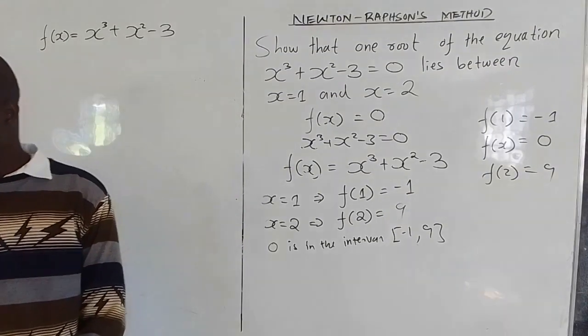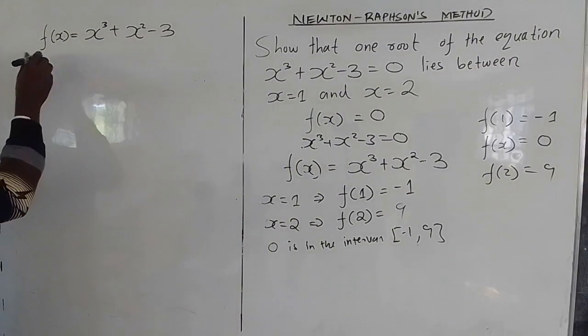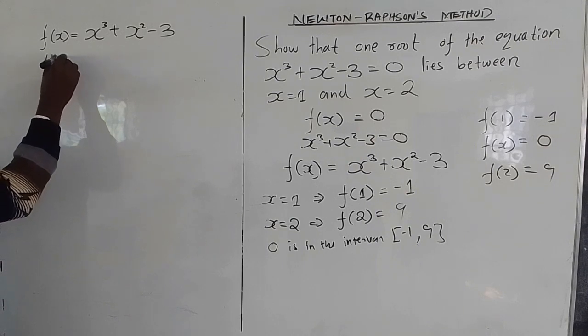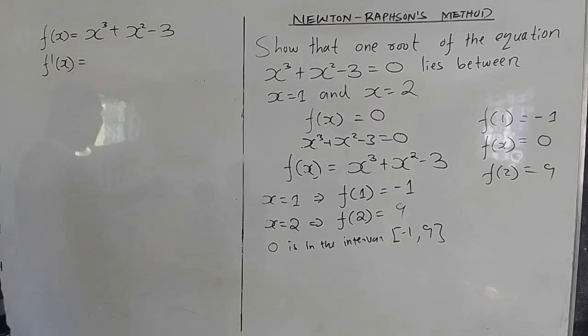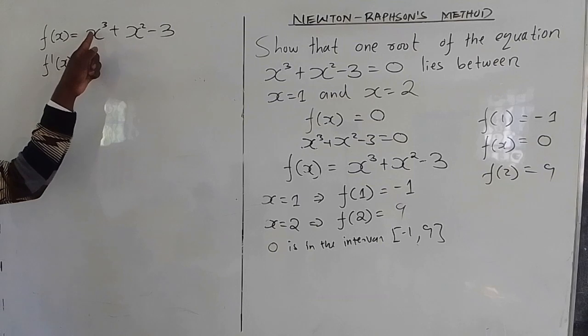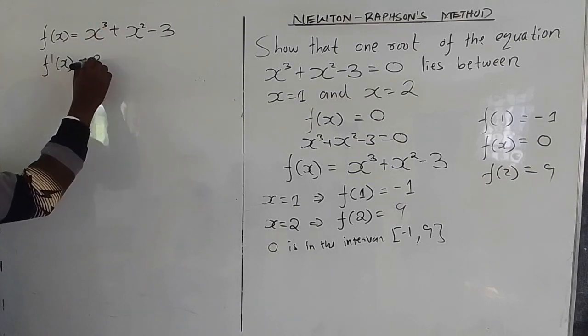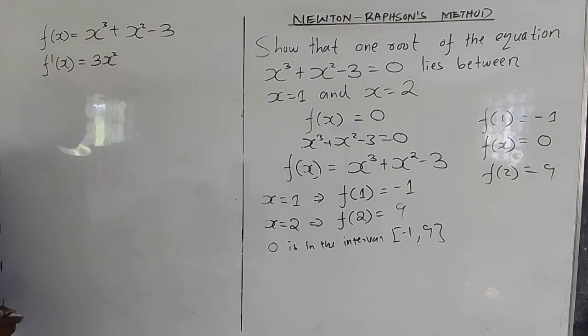Then we differentiate the function. If you differentiate f of x, you get f prime of x, isn't it? So start differentiating. If you differentiate x cubed, you get 3x squared.